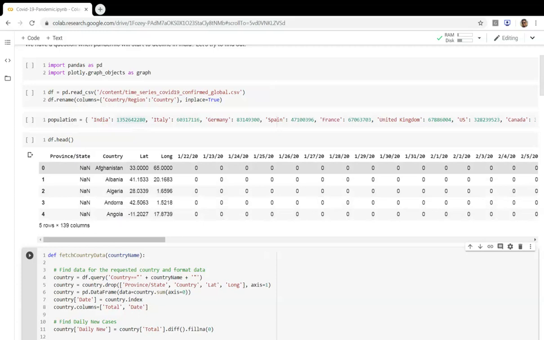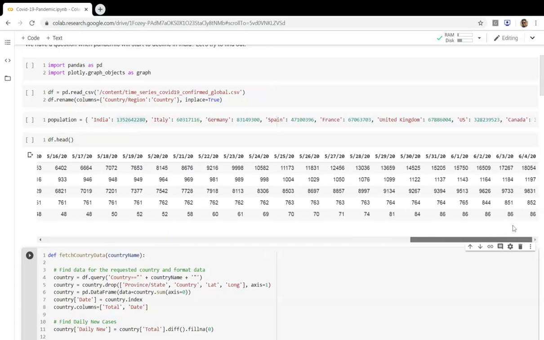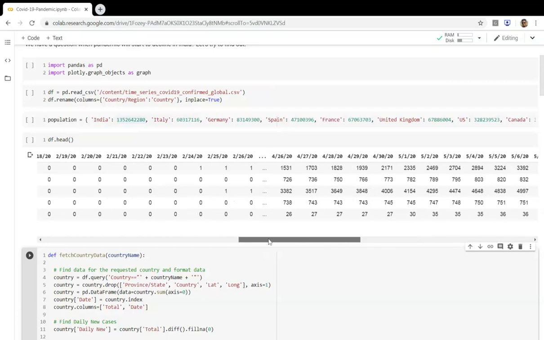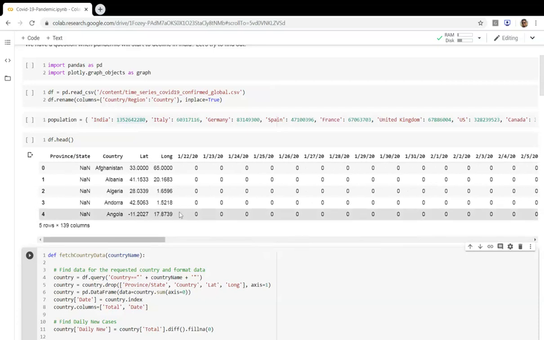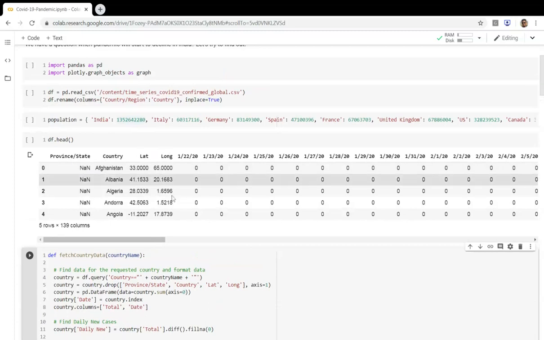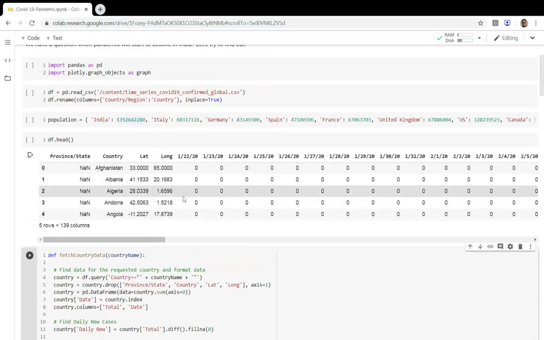We have a list of countries with their latitude and longitude, and we have the time series data, up to 4th of June. I'm going to remove the first four columns and then convert my columns to rows and rows to columns.